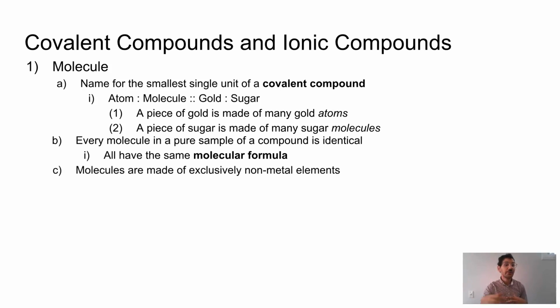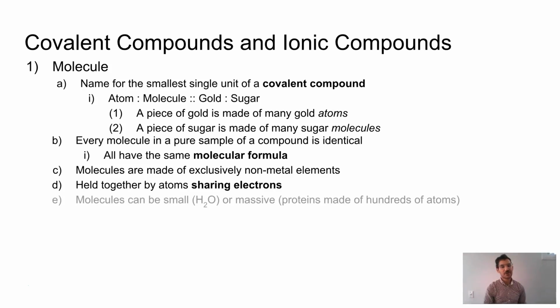So when we talk about molecules, they're going to be made pretty much exclusively of non-metal elements. If you're getting into some fancy chemistry, you might find some exceptions. But for us, our molecules are going to be made of completely non-metals, and they're going to be held together by these atoms sharing electrons. And so molecules can be really small, like hydrogen molecules, H2, or water, H2O, or they can be massive, like proteins, which are made of hundreds or sometimes thousands of atoms if they are giant proteins.